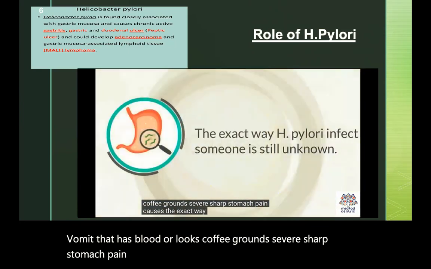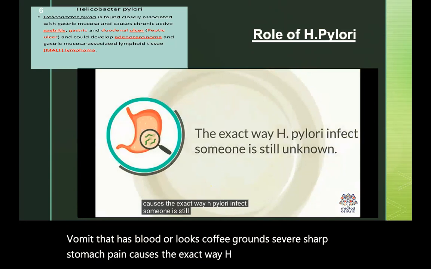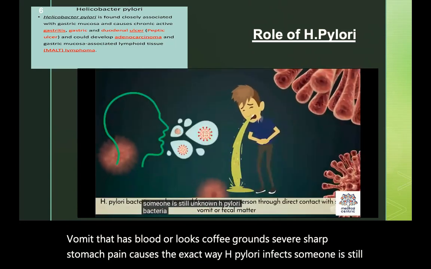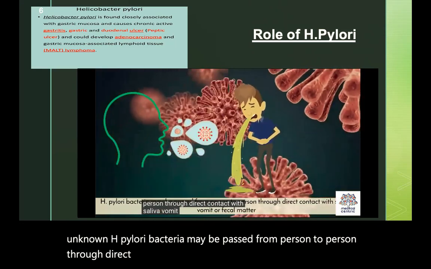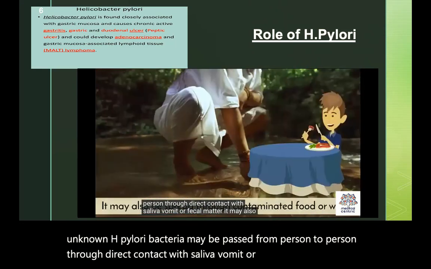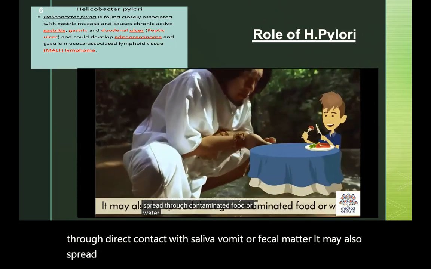Causes. The exact way H. pylori infects someone is still unknown. H. pylori bacteria may be passed from person to person through direct contact with saliva, vomit, or fecal matter. It may also spread through contaminated food or water.